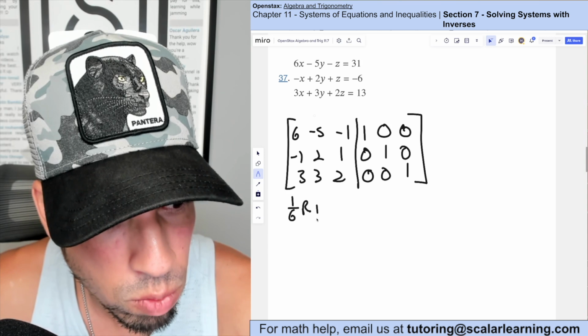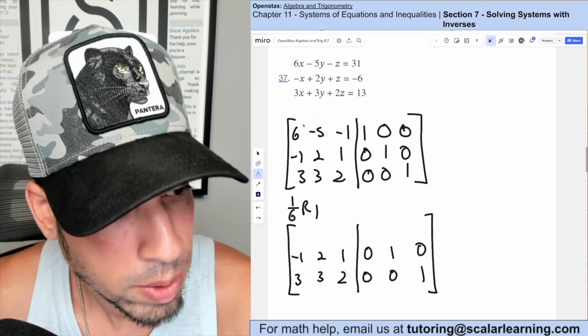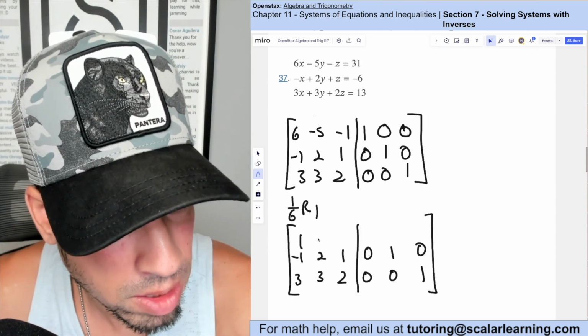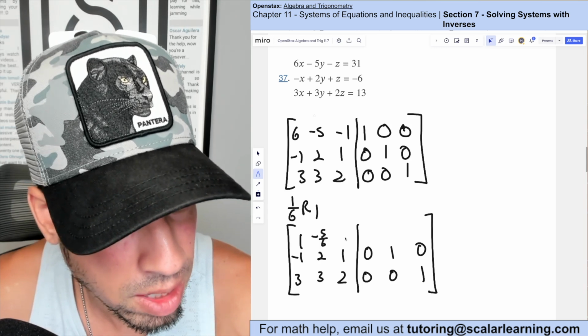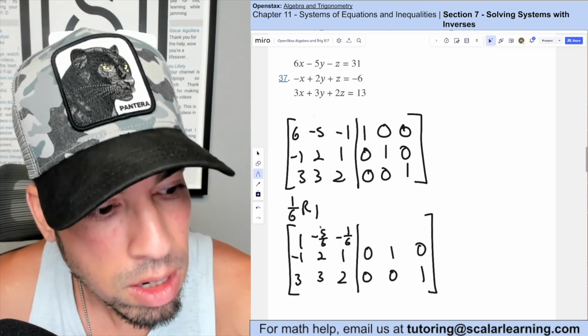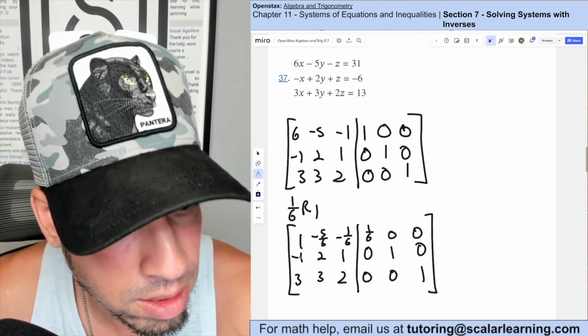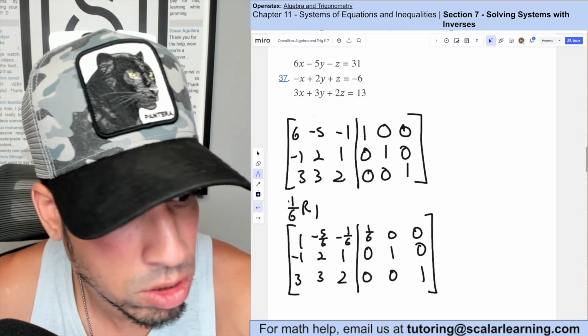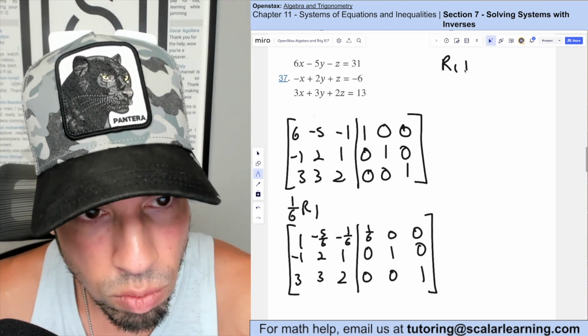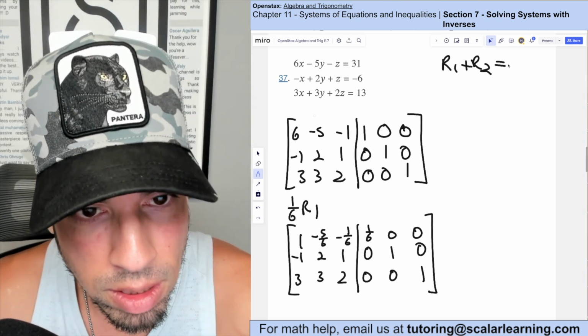So I'm going to multiply row 1 by 1/6. Let's write it out. So we got 1, 1/6 times 6 is 1, times negative 5 is negative 5/6, times negative 1 is negative 1/6, and then times 1 is 1/6 as well. Then we got double zeros. All right, next, we can flip this to a 0.